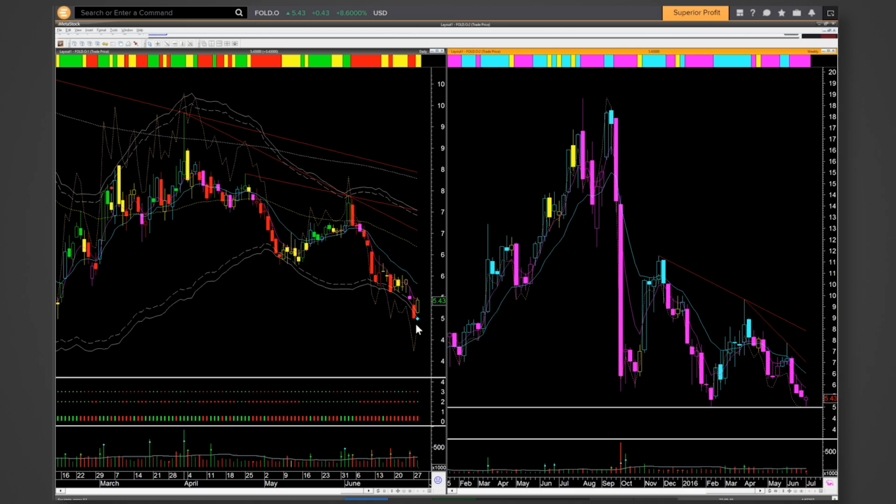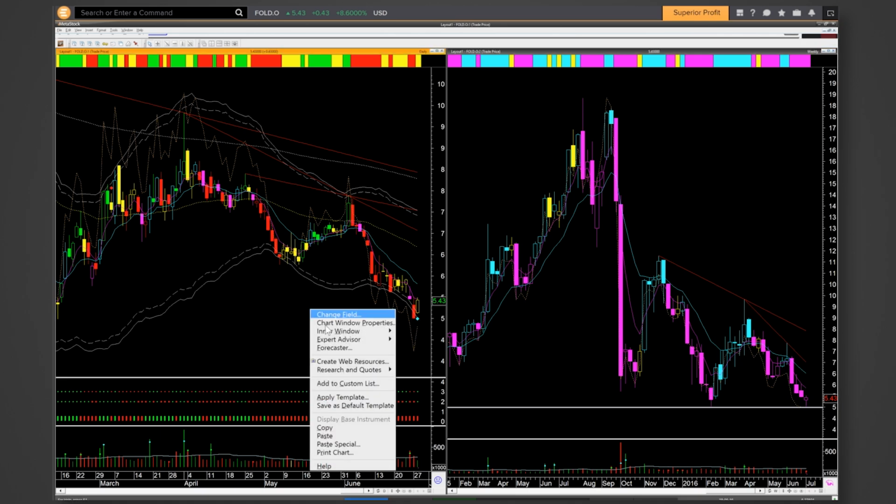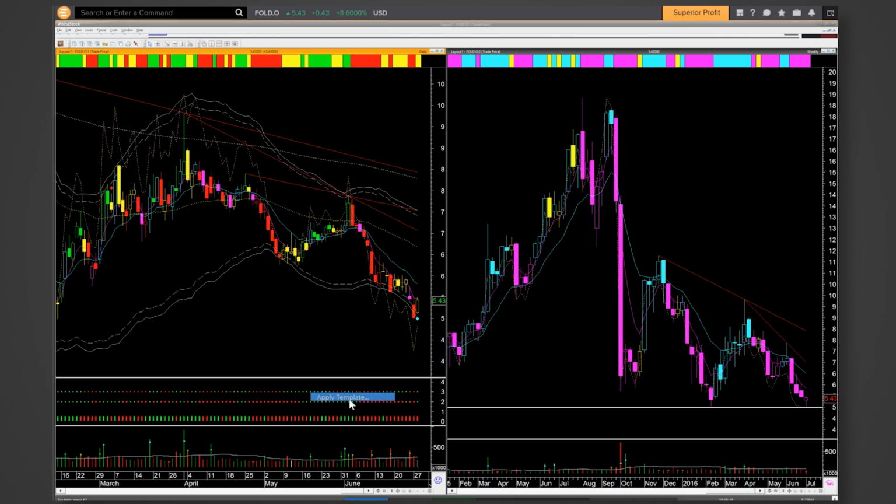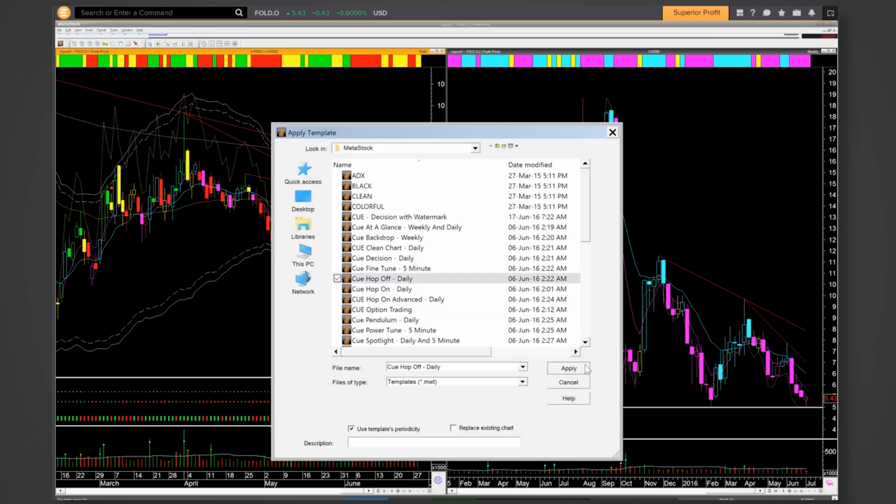Initial target will be middle of the boundary line, so say somewhere around this level. Stop loss will be just below this recent low. Again, we can use the hop off template. Let me use it for a moment. I will not replace the existing chart for now.